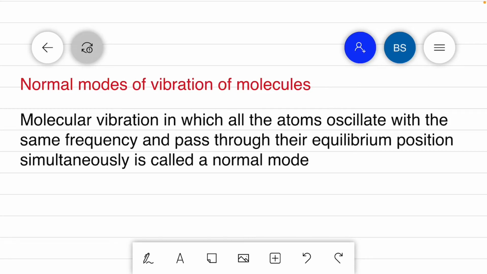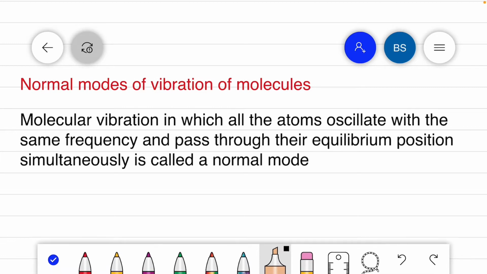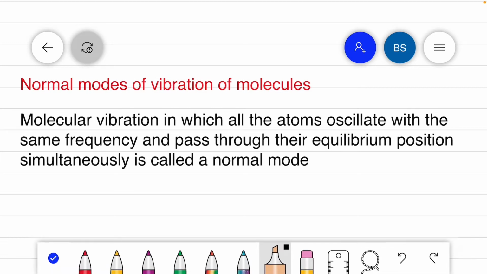Hi everyone. So far in all lectures on vibrational spectroscopy, we have discussed diatomic molecules, we have discussed anharmonicity and their effects. Most of the molecules that we deal with in chemistry are polyatomic. That is, they consist of more than two atoms. It is obvious that a diatomic molecule can only be linear and can have only one normal mode of vibration.